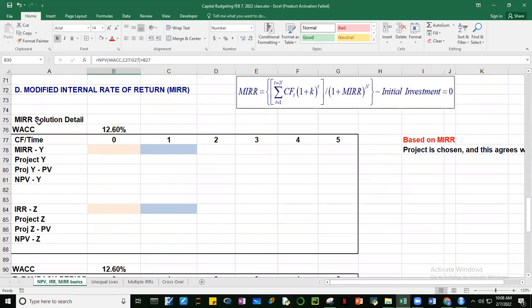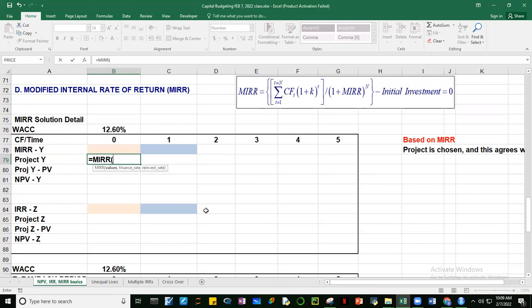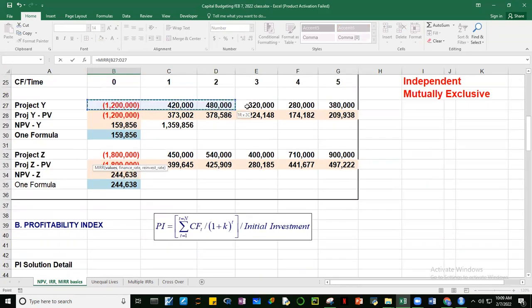Kaya nga meron tayong tinatawag na MIRR. Okay? So let's compute for the MIRR. MIRR is modified internal rate of return. It returns the internal rate of return considering both the cost of investment and the reinvestment of cash. Okay, so let's do this. Ang values natin for project Y, di ba ito? Then comma.